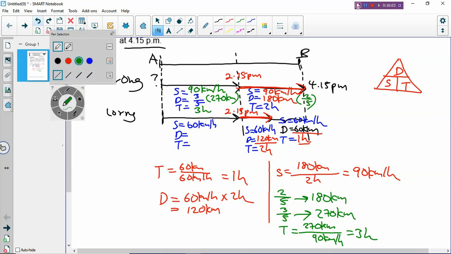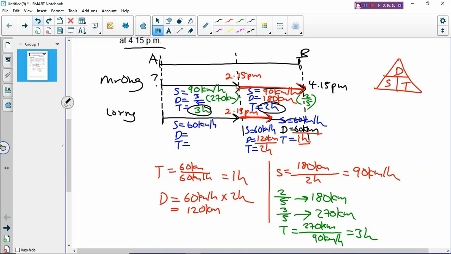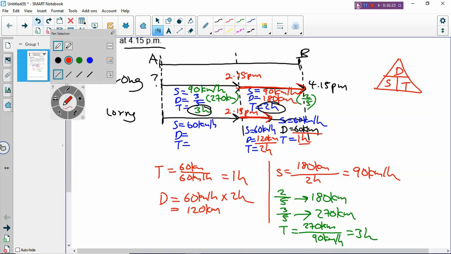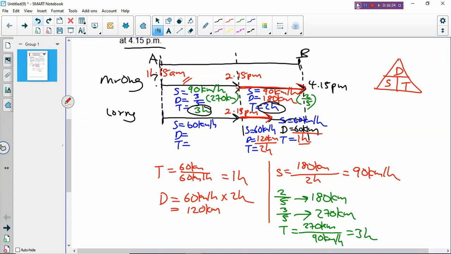Then you look at the timeline, you can see that the total time taken for Mr. Ong to travel from point A to point B is 3 hours plus 2 hours. So it took a total of 5 hours. So you take 4:15 and you minus 5 hours, right? That will give you what time he left town A, which has to be 11:15 a.m. in the morning. So what time did he leave town A? He must have left town A at 11:15 a.m.